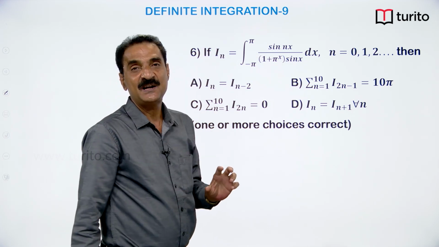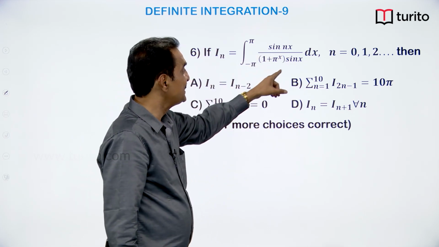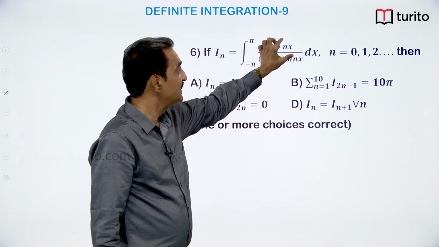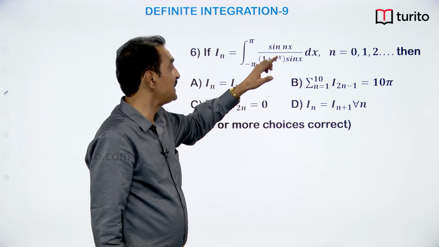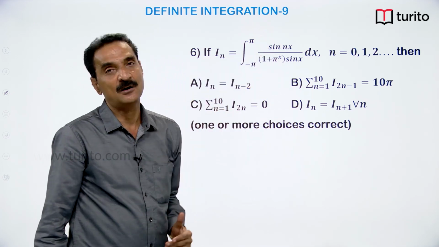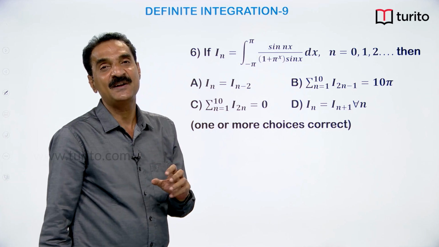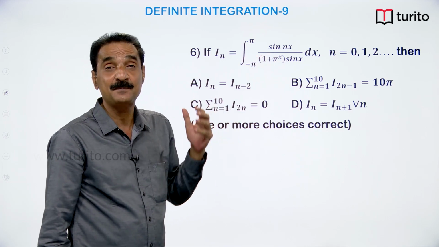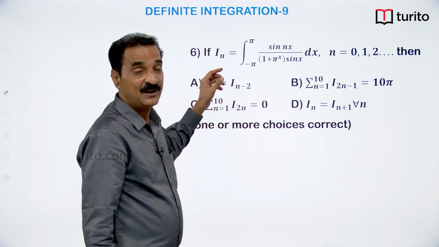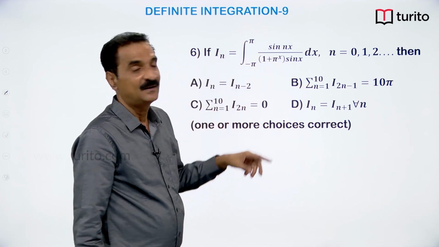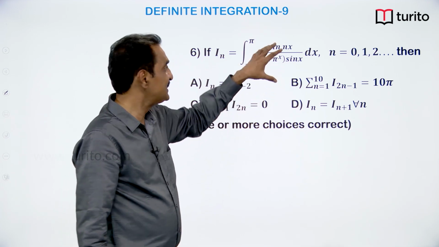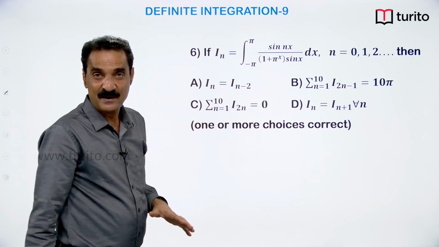When the limits are minus a and plus a, you check whether the function is even or odd. Sin nx by sin x is an even function, replacing x by minus x, sin nx by sin x remains same, but 1 plus pi power x is neither even nor odd. So, the whole function is neither even nor odd. If the function is neither even nor odd, when the limits are minus a and plus a, what is the approach? We have to use the property that x should be replaced by a plus b minus x. What is a plus b minus x? Minus pi plus pi minus x is minus x. So, this integral remains same by replacing x by minus x.